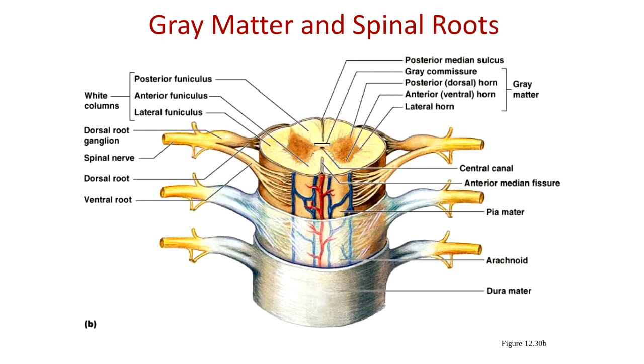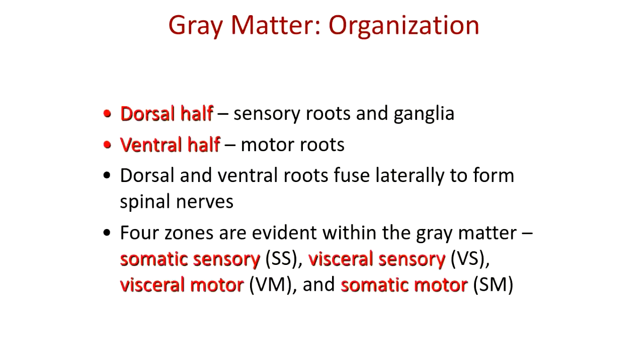Okay, so the posterior part of it, or at least this half, or the dorsal part, is for sensory information. Whether it's sensory somatic or sensory visceral, it's still sensory information. This part of it, the front half, is motor information. I'm talking about the front half of the horns, okay? This is for motor information.